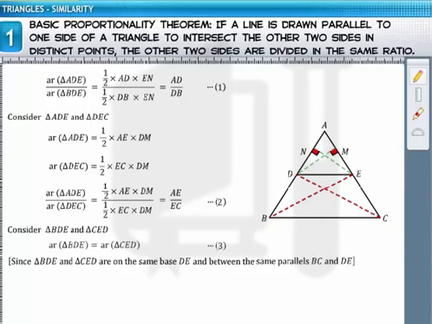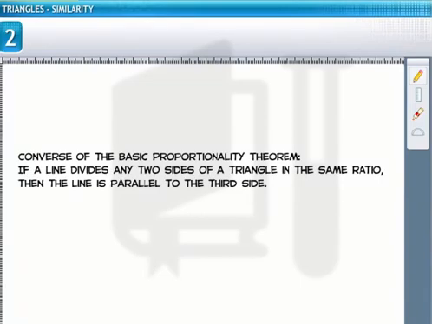From equations 1, 2 and 3, we get the following expression. This implies that the ratio of sides AD and DB is equal to the ratio of sides AE and EC. Thus, the basic proportionality theorem is proved. Now, let's prove the converse of the basic proportionality theorem.